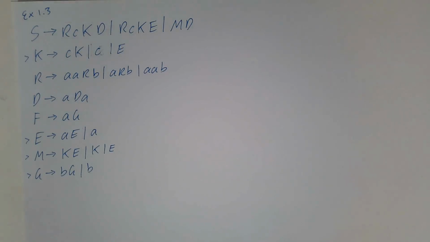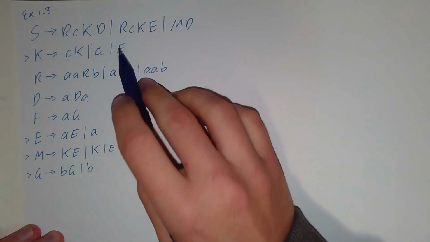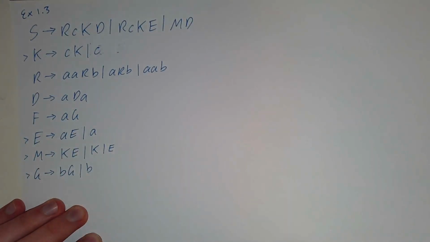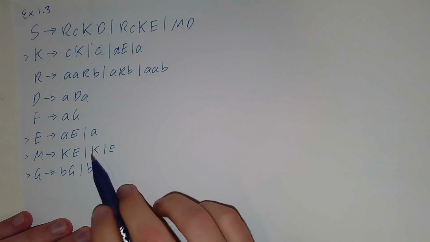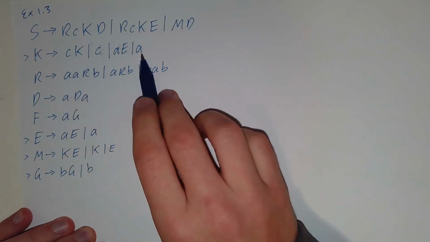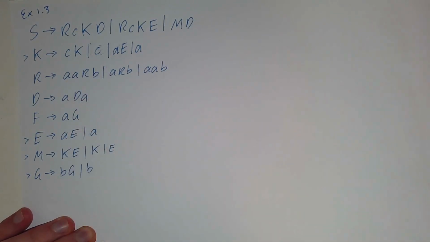So the next thing to do is to identify and remove unit productions. There's only one. K goes to E. So we remove it and replace it with everything E could turn into. I also missed these ones down here that were introduced. We have to get rid of those too. So I replace K with everything K can be, and E with everything E can be.